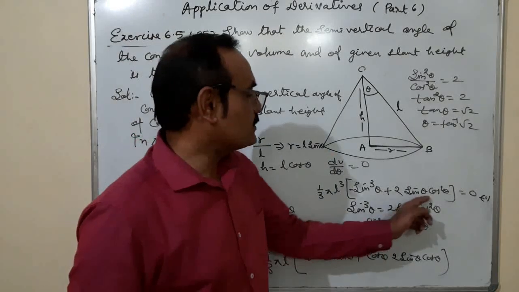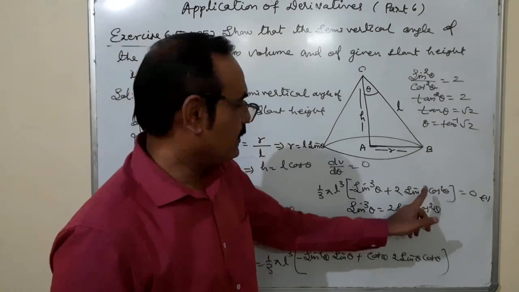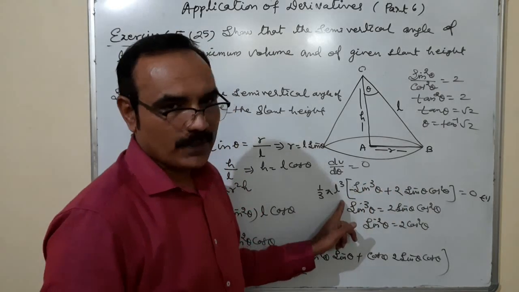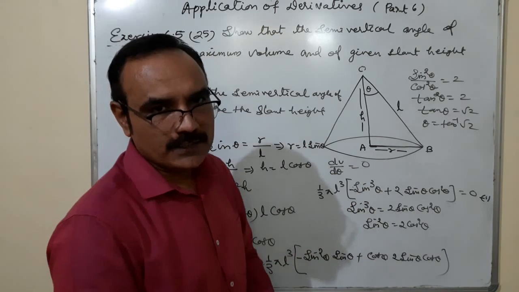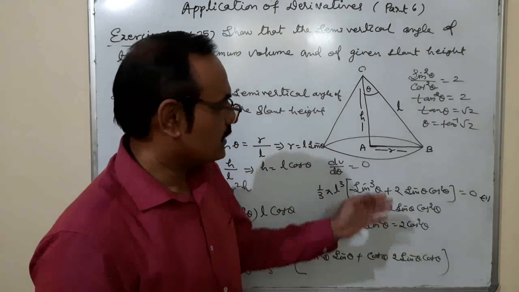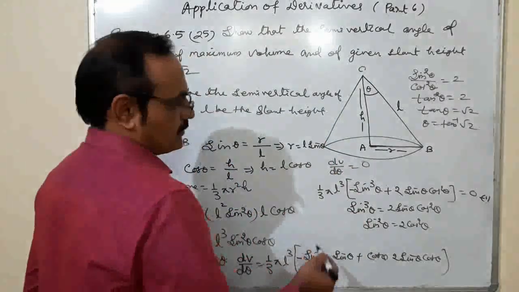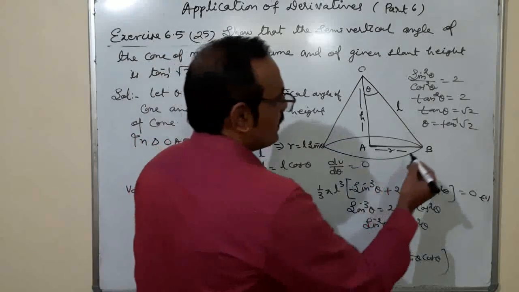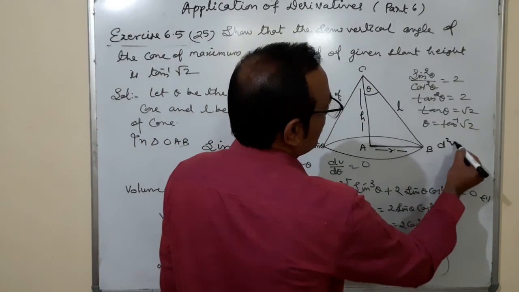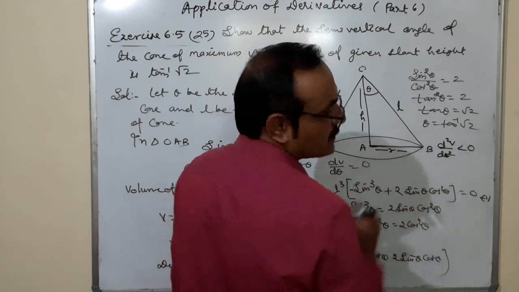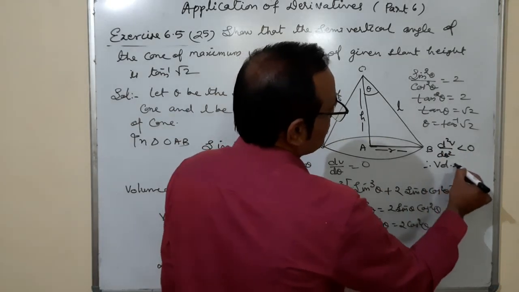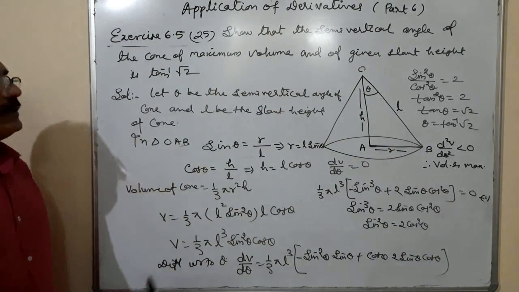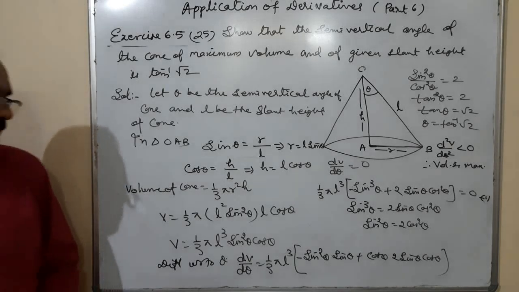When we differentiate this term, it will be coming in the form of negative. So minus sign is coming outside. The value of this term is positive. Minus is coming. What does it mean? D square V by d theta square is less than 0. That means the volume is maximum. So after differentiation of equation number 1 we will get d square V by d theta square is less than 0. Therefore volume is maximum. This we can also write. Okay, so that is question number 25.